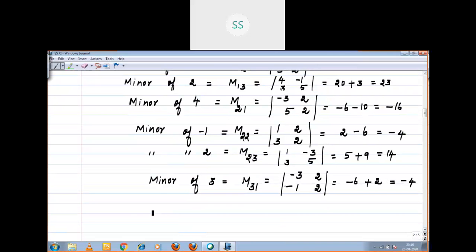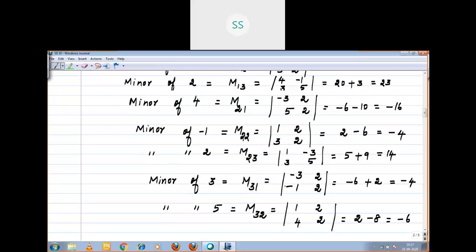Next, minor of 5. Where is it located? Third row, second column. That means what should be the rest? 1, 3, 4, 2. Got it? Third row, second column: 1, 3, 4, 2, which is equal to 2 minus 8, minus 6.